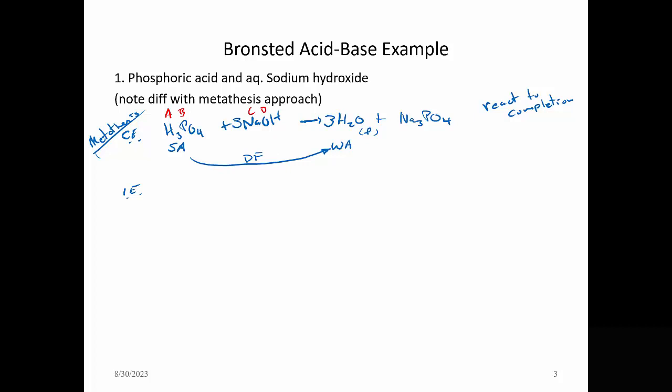Now, what we do with metathesis is we react it to completion. That is, we go all the way to phosphate. We don't have to. For example, we could just neutralize one of the acid hydrogens. If we neutralize just one of them, then we'll form dihydrogen phosphate. If we neutralize two of them, we'll form monohydrogen phosphate. If we neutralize all three of them, we'll form phosphate. And so what I say, react to completion, what I mean here is neutralize all three of them.